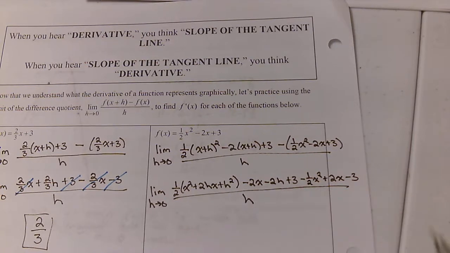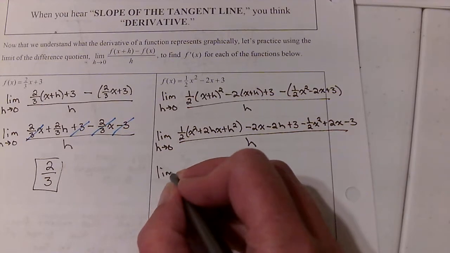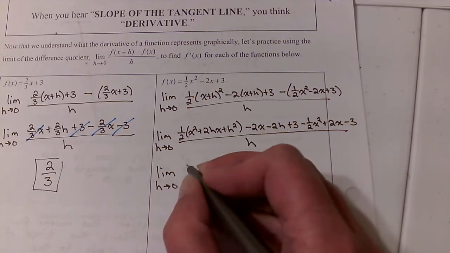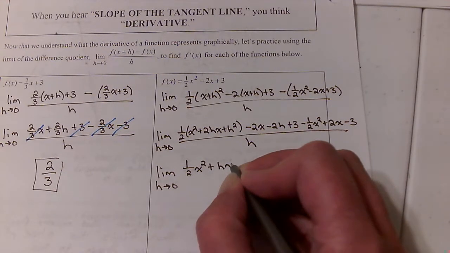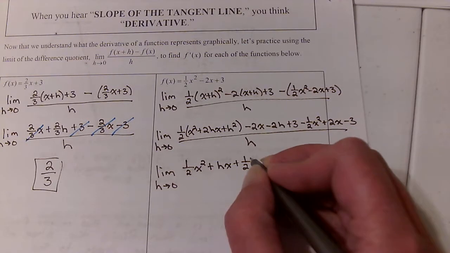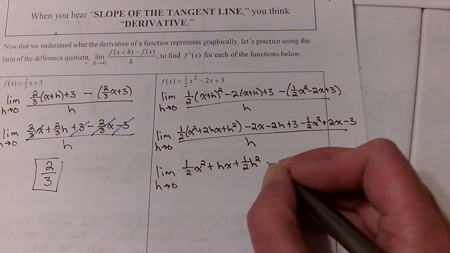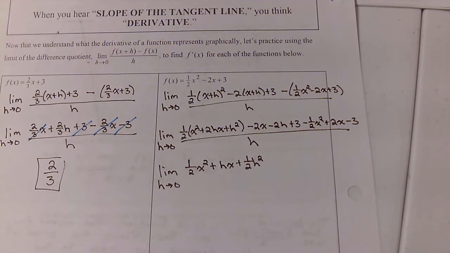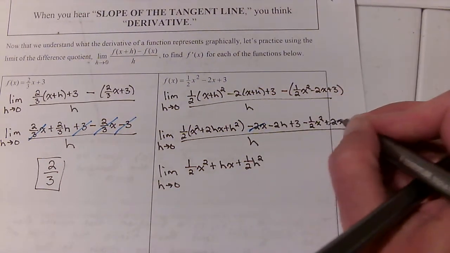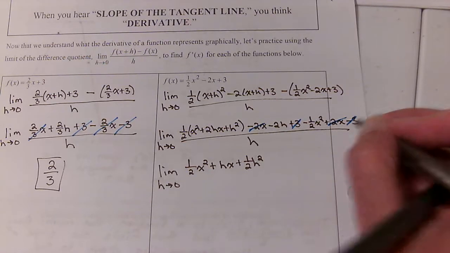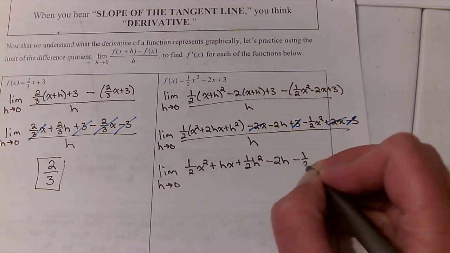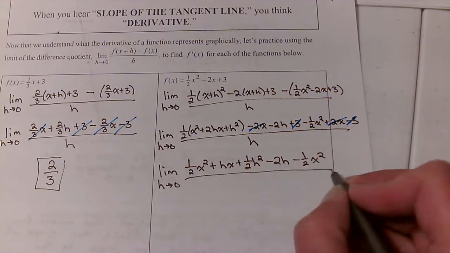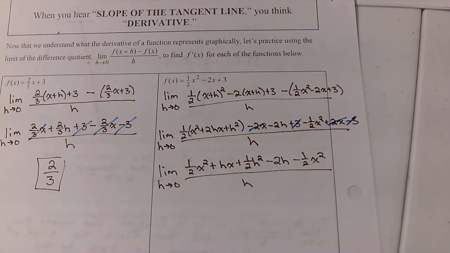Oh, I wish there was a shorter way. There will be. Just wait. Distribute the 1/2. Now, did anything subtract out already? We got a negative 2x and a positive 2x. Positive 3 and a negative 3. That's cool. That saved us some space. Anything else cancel out? Yep.